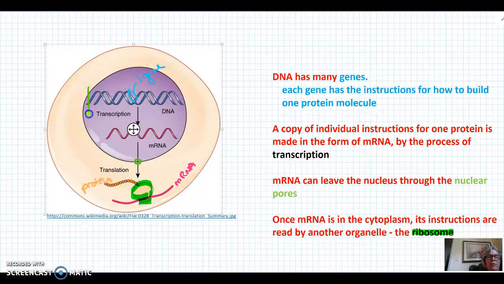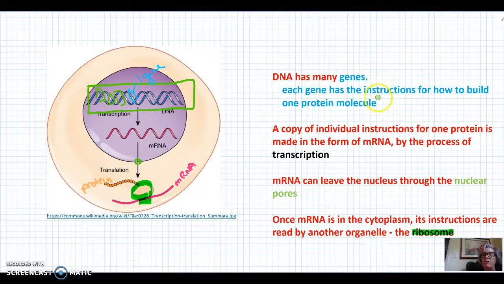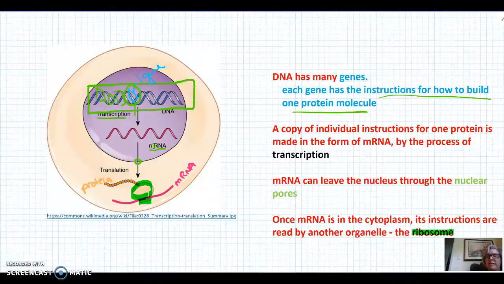So if we look here, this is our DNA in the form of chromatin. And DNA has many, many genes in it. Each individual gene has the instructions for how to build one protein molecule. So in order to get that information out to the cytoplasm, a copy of one gene at a time is made by the process of transcription. Transcription is the process of making a copy in the form of mRNA of one gene in the DNA.